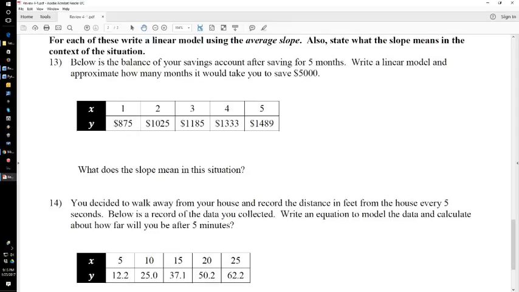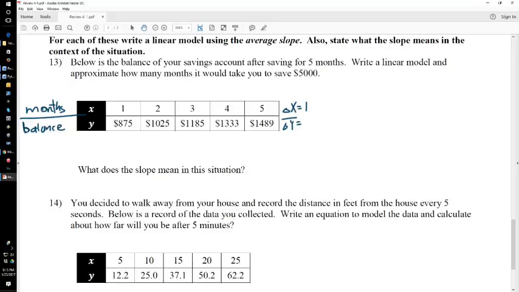Okay. So the balance of your savings account after 5 months. Write a linear model and approximate how many months it would take for you to save $5,000. So this is months. Again, this is your account balance. That's how much money is in your account. So the change in x, just look at it, the change in x is going up by 1. The change in y is probably not constant, so we're going to have to average it.